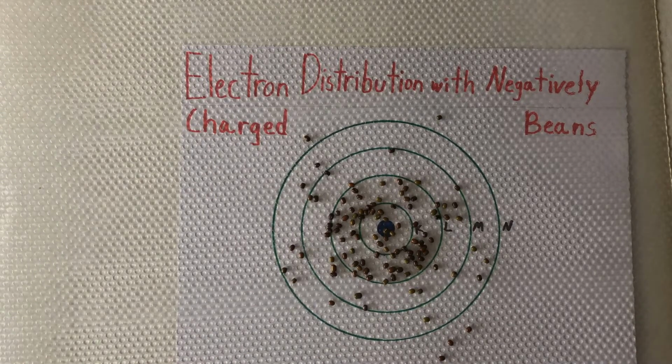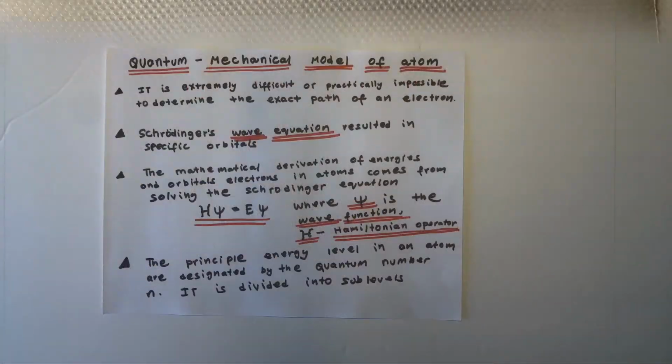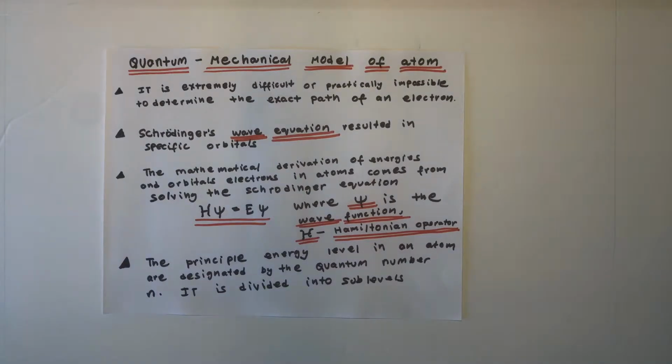This is because electrons have a dual nature. It acts as a wave and also as a particle, so the exact path of the wave cannot be determined. This finding relates to the quantum theory, which states that it's extremely difficult or impossible to determine the exact path of an electron, which is known as the uncertainty principle.